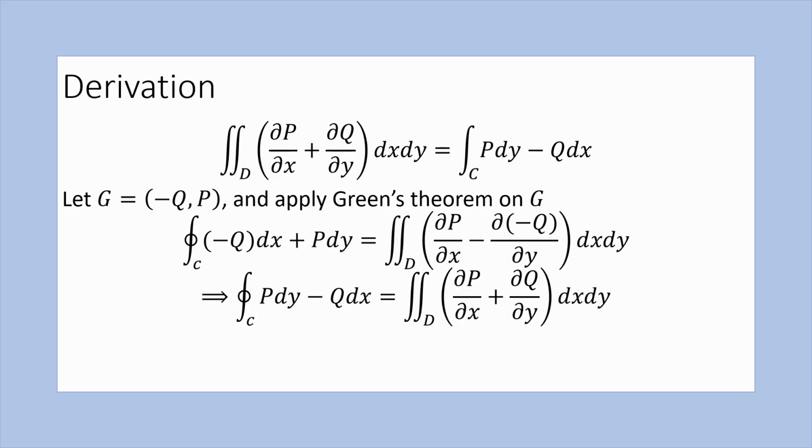In summary, we've shown how the divergence theorem in 3D naturally reduces to Green's theorem in 2D through a cylinder construction.